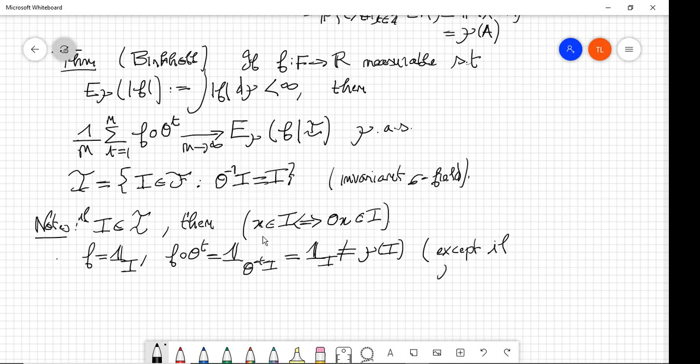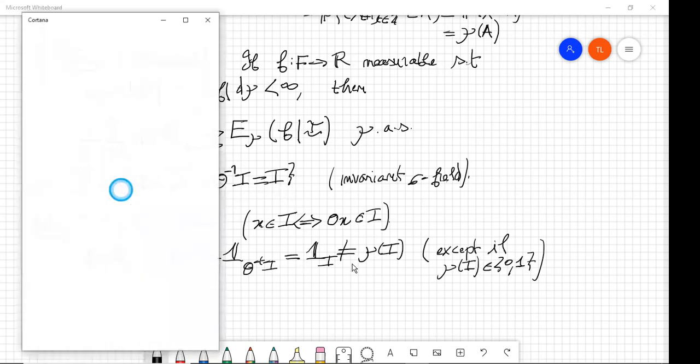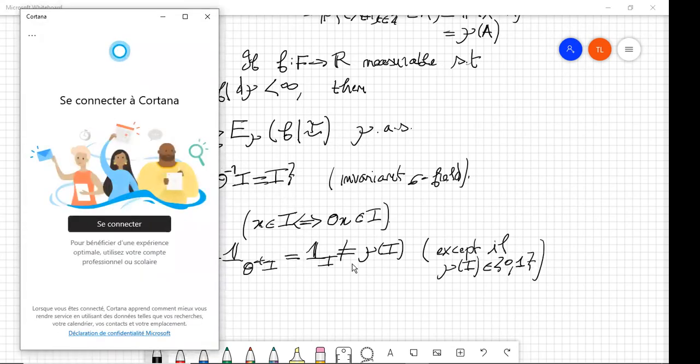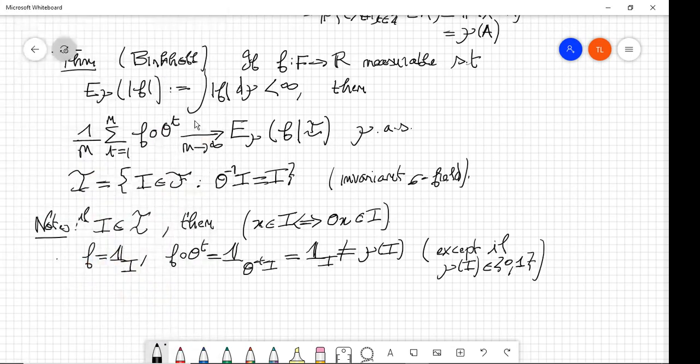except if the measure is either 0 or 1. So if you have a non-trivial invariant set, that is, a measure different from 0, 1, you cannot obtain the expectation that you obtain from the law of large numbers, the usual law of large numbers.